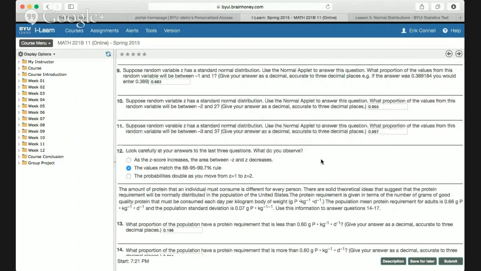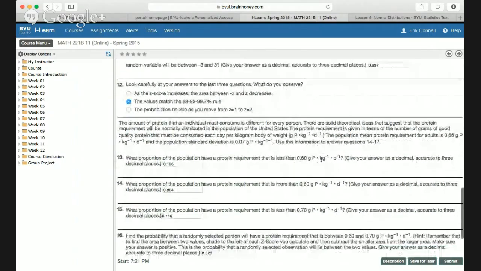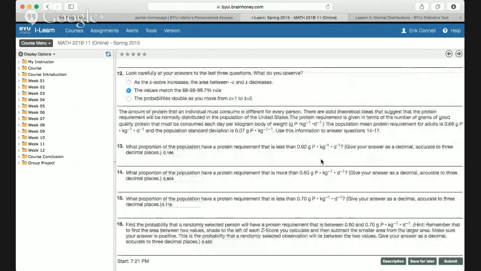16. They all match. That was my rule. Okay, the amount of protein that an individual must consume. Wait, let's read this part first. What proportion of the population have a protein requirement that is less than 0.6 g? So you give me my notebook.